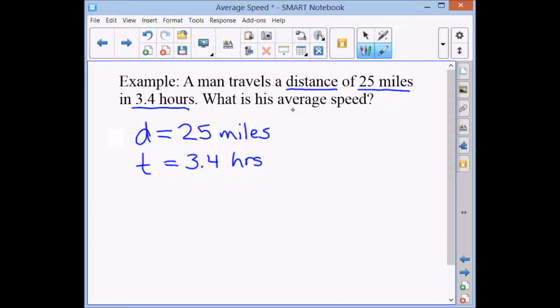All right, well, the problem is asking me to find average speed. That's what I'm looking for. So I'm trying to find average speed. Okay, so what I'm doing here is I'm basically showing you the givens, and I'm showing you what I'm trying to solve for.